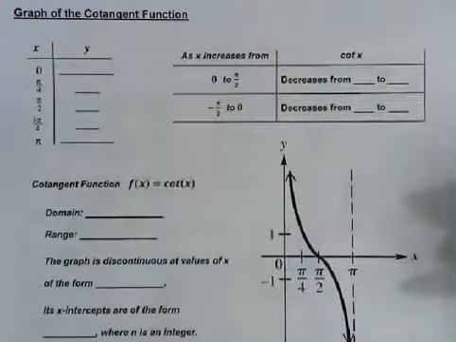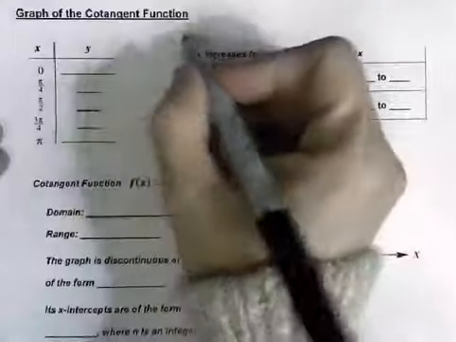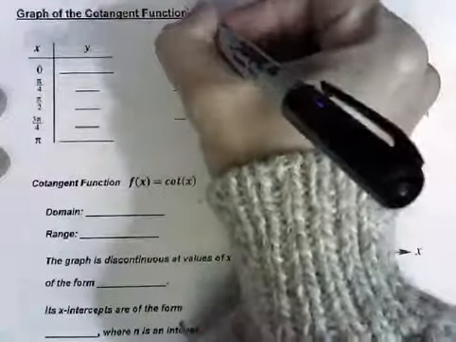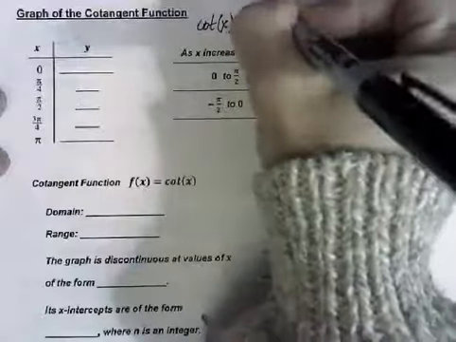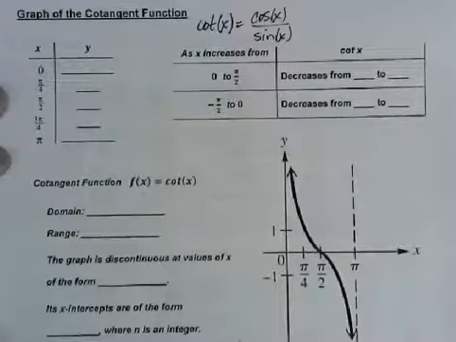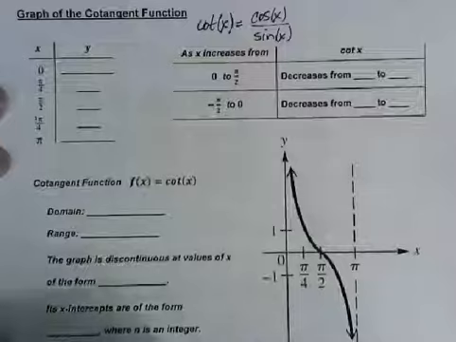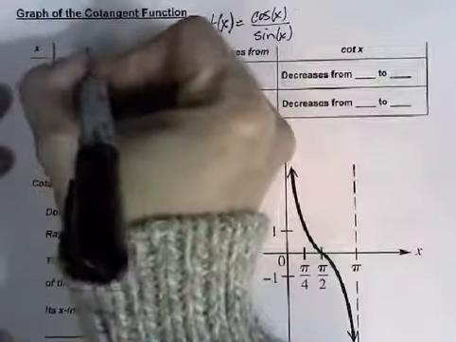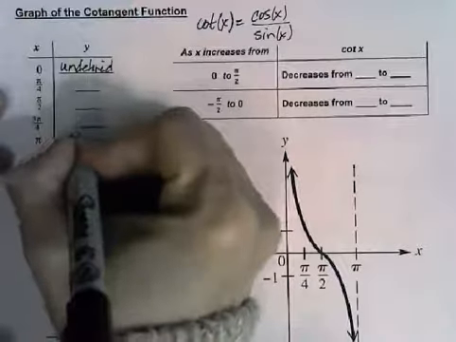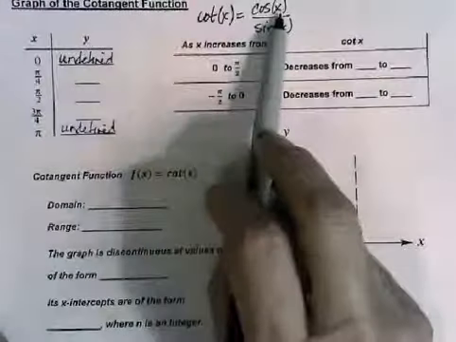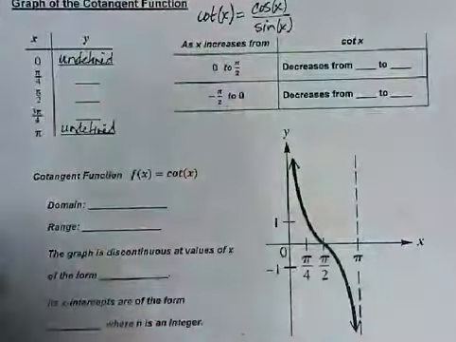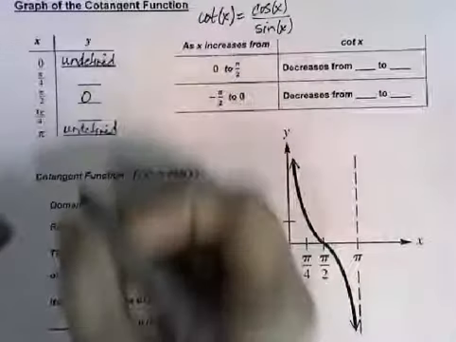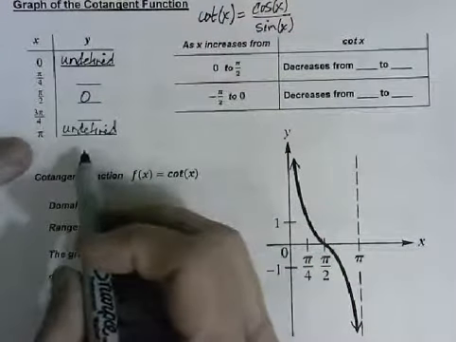Now let's look at the graph of the cotangent function. Remember, this is the reciprocal of the tangent function, but we can also think of this as being cosine over sine. That means that any place that sine is equal to 0, our function is undefined. That would be at 0 or at pi. Any place that cosine is equal to 0, then we would get a function value of 0. So this would be halfway between these 2 points.